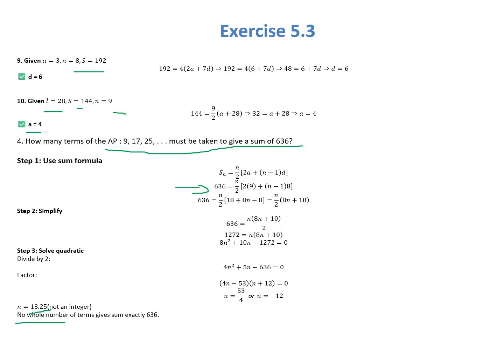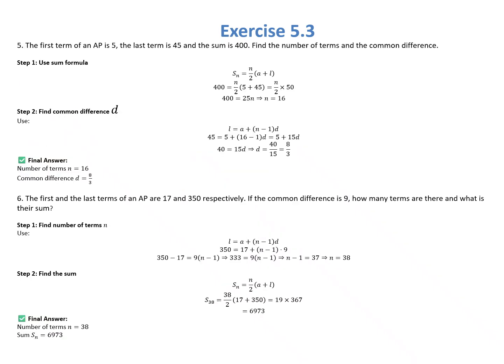So no whole number term gives a sum of exactly 636, which means that as per this equation, we do not have a whole number. The value of n is 13.25, a number between 13 and 14, but not a whole number. So no whole number terms give the value exactly equal to 636. We'll move to the next slide.